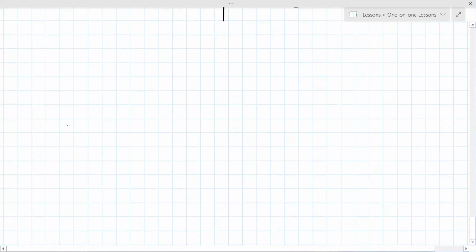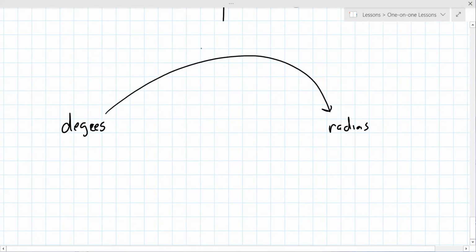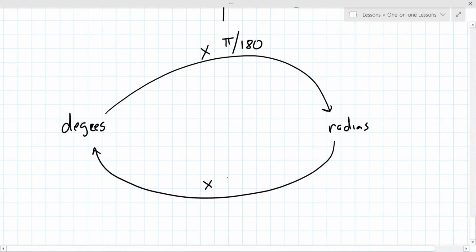So if you have an angle in degrees and you want to go to radians, you multiply by pi over 180. If you want to go this way, you multiply by 180 over pi. So we multiply 180 over pi times 7 pi over 6. Those pi's cancel out, and then 6 into 180 is 30. So you get 210 degrees. Okay, that's easy.